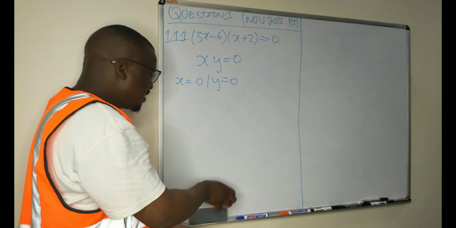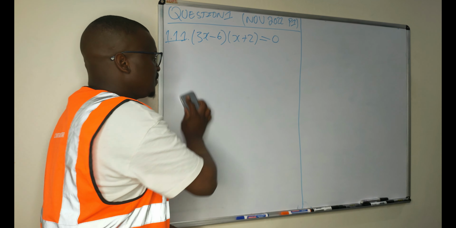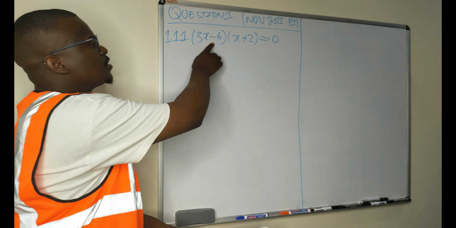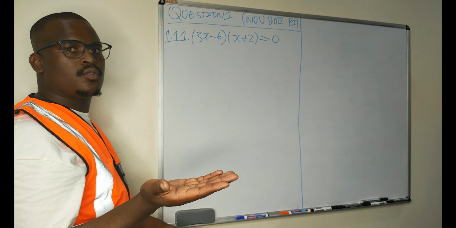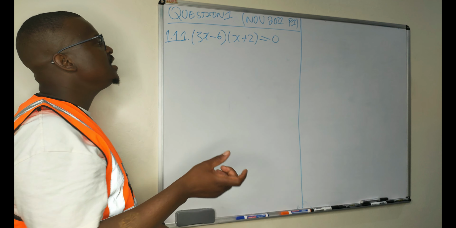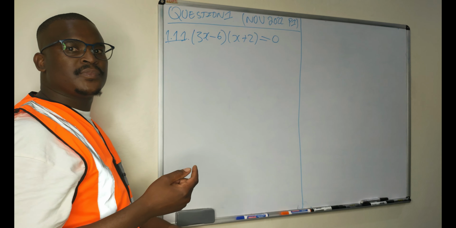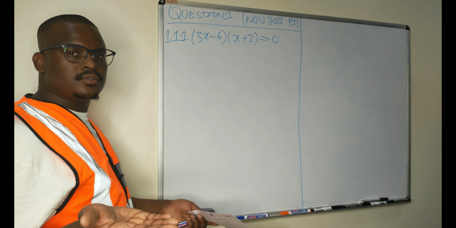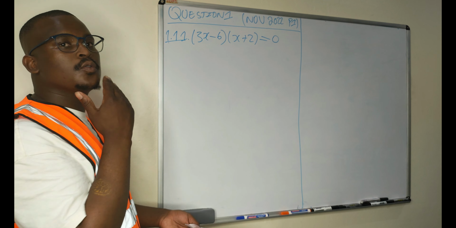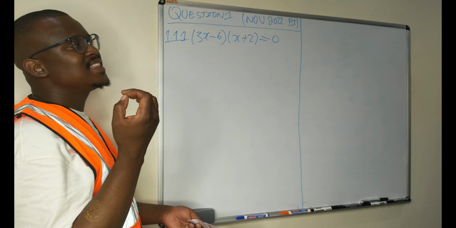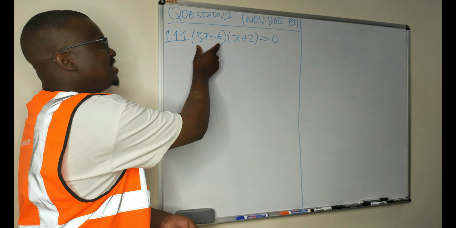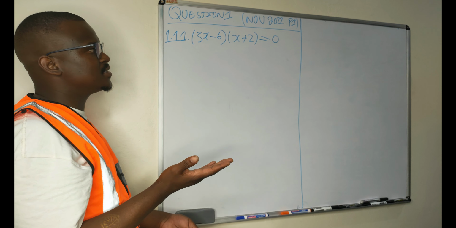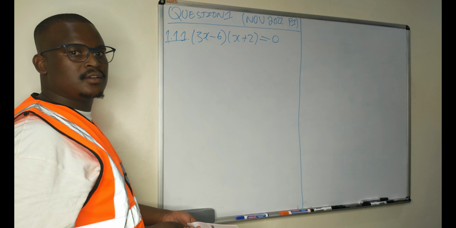Looking at these two brackets here, you have this bracket times that bracket, and you're told that the product of these two brackets is 0. What does that tell you? It tells you that at least one of them should be 0. So you want to find the values of x that will satisfy this equation such that this bracket is 0 or that bracket is 0. That's what it means to be solving for x here.